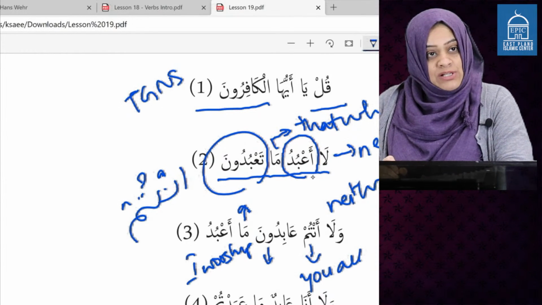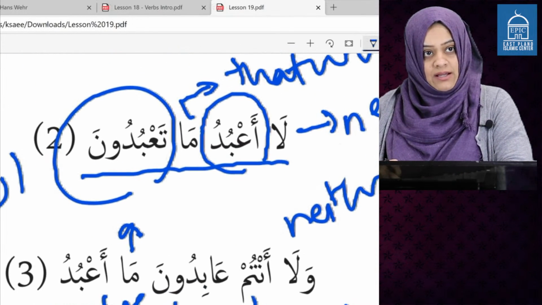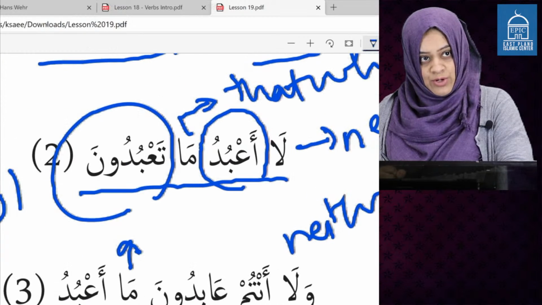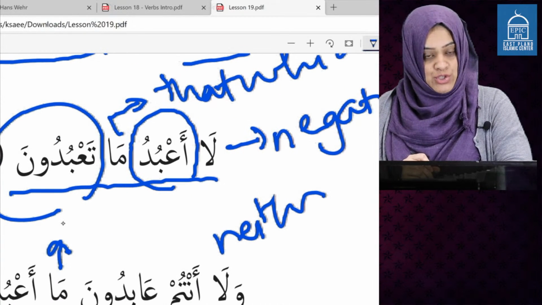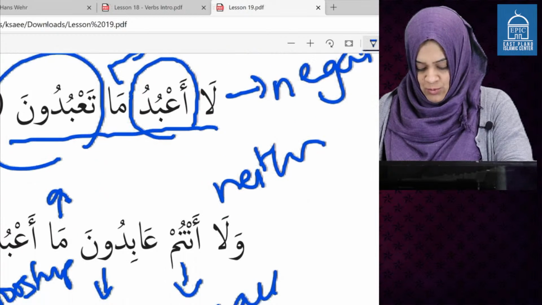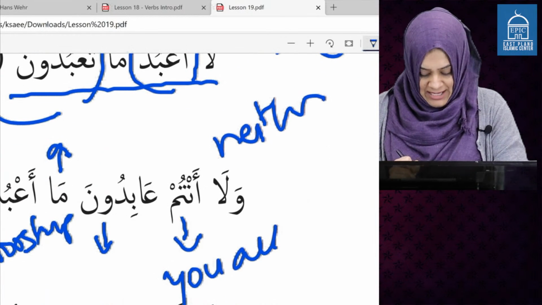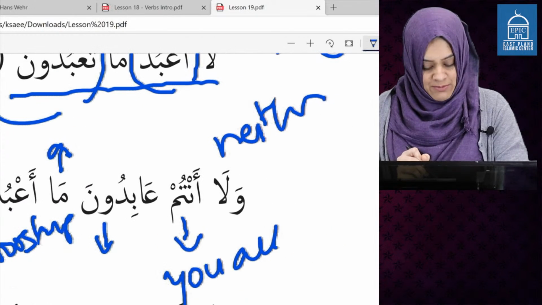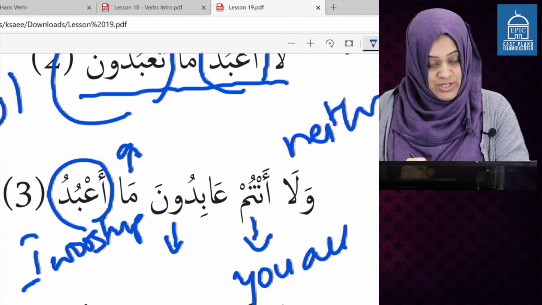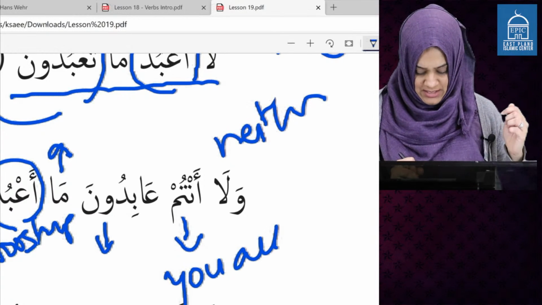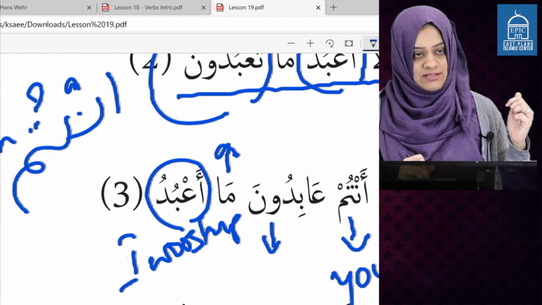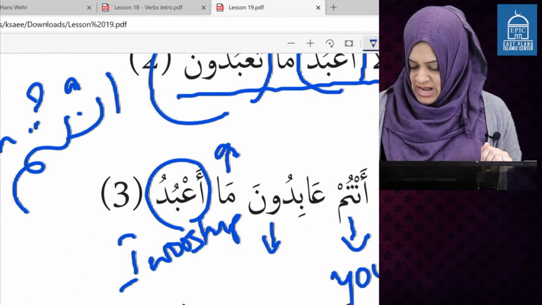Here, I will not worship that which you worship. You will not worship, and you will not worship, okay? You will not worship that which I worship, okay? That which I worship. You can see it. I don't know why it gives me a hard time. A'budu, that which I worship.